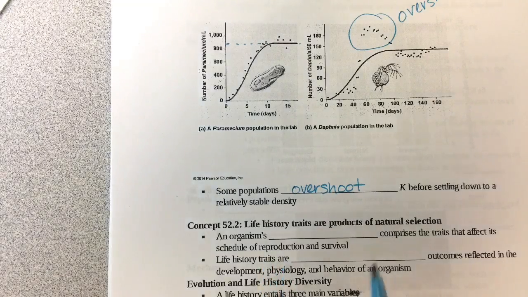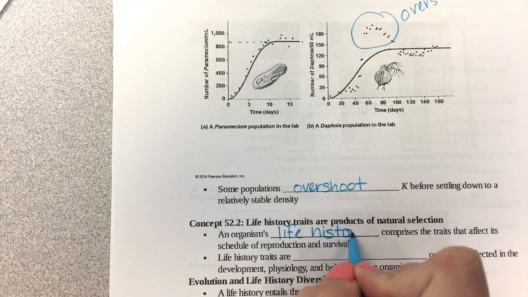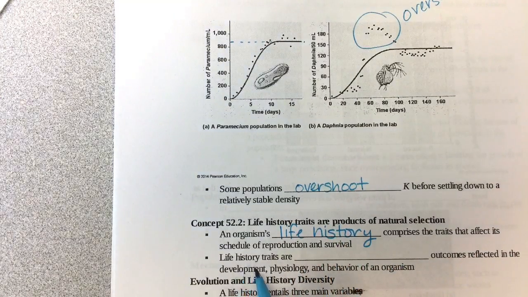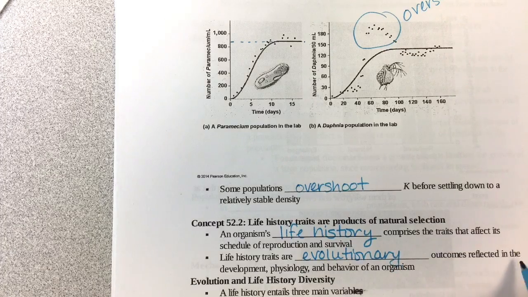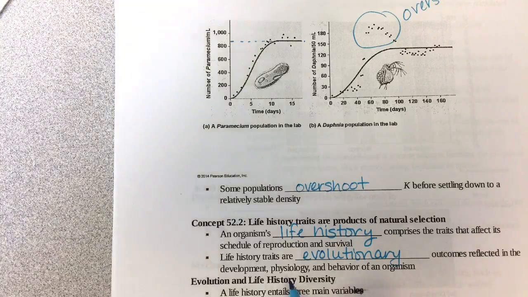An organism's life history comprises the traits that affect its schedule of reproduction and survival. So life history traits are evolutionary outcomes reflected in the development, physiology, that means the inner workings of the organs and so on, and behavior of the organism. So let's look at evolution and life history diversity.